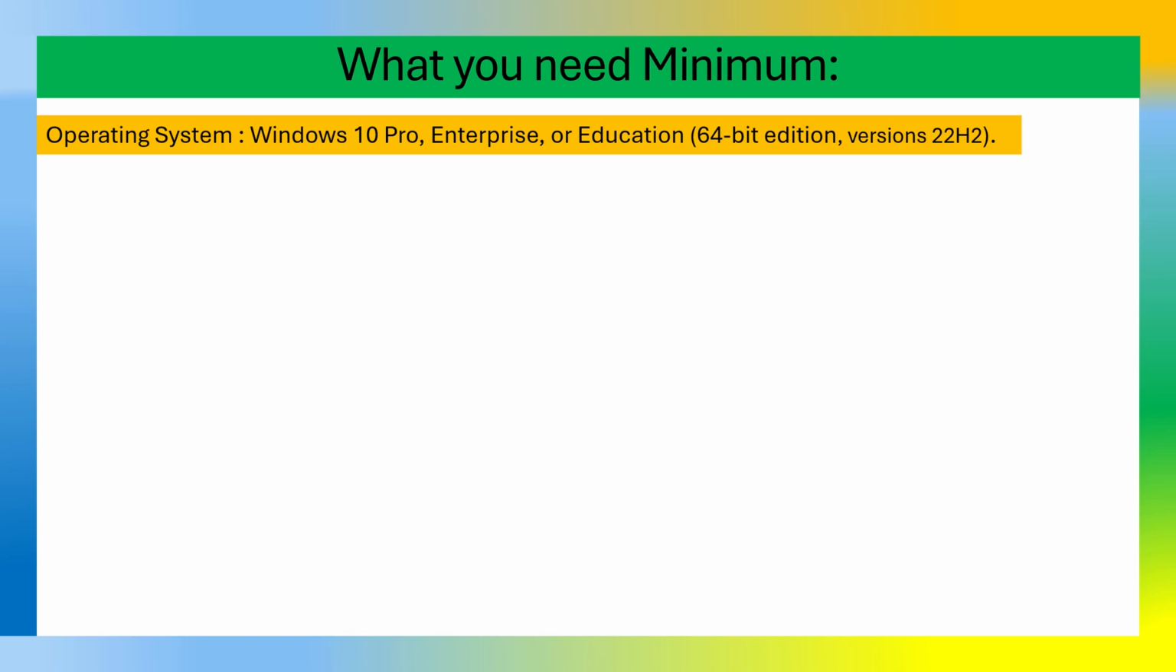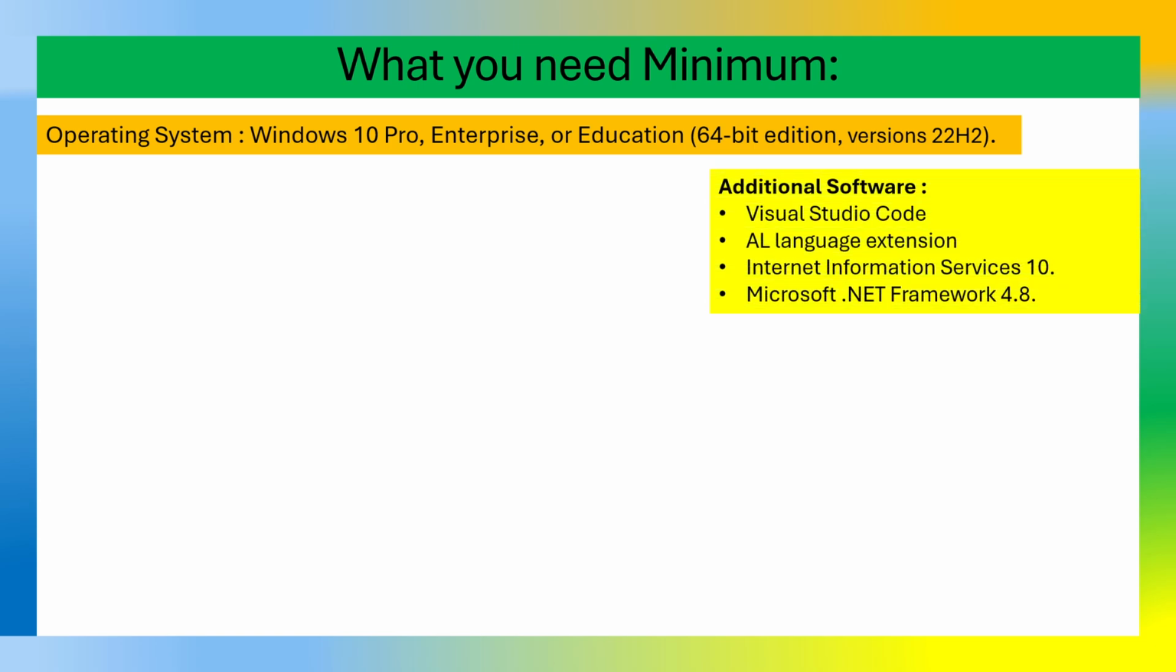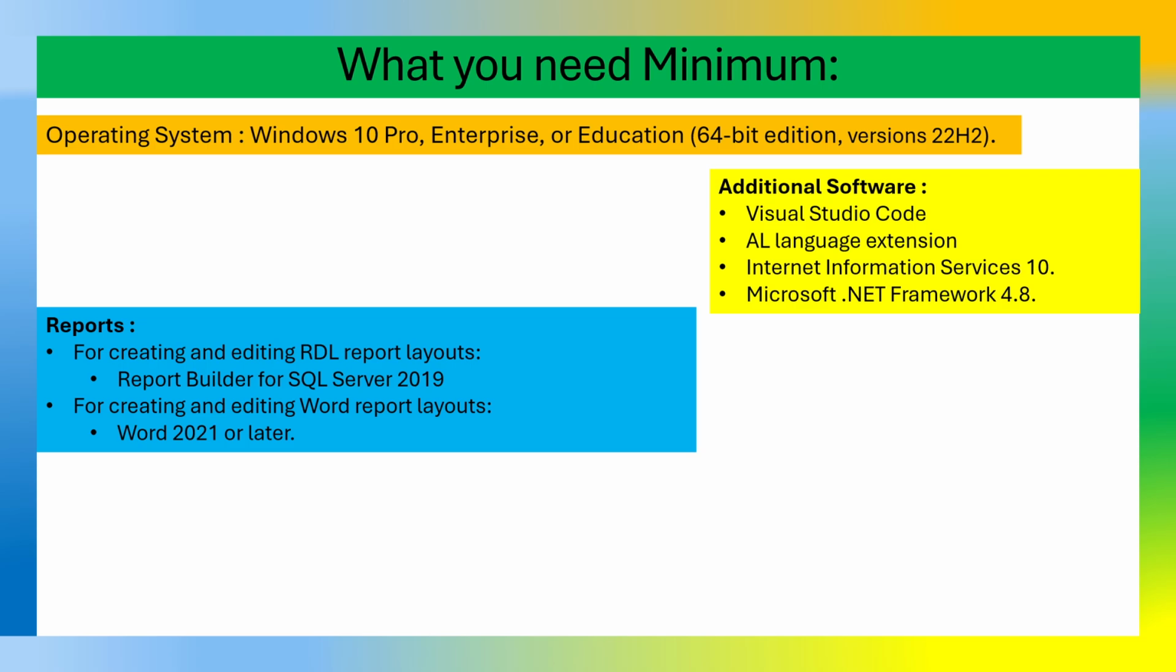Operating system, because a lot of questions come on this. You need a minimum of Windows 10 or 11, Pro, Enterprise or Education. No Home Edition, because there are components which will need these versions. So if you have a Home Edition, you can't use Business Central. Then you will need Visual Studio Code, AL language, IIS 7 or 10, and .NET Framework 4.8. From a reporting perspective, as we talked about, you'll need Report Builder and SQL Server 2019. If you don't have it, you don't have to go and find it. The installer comes with this.